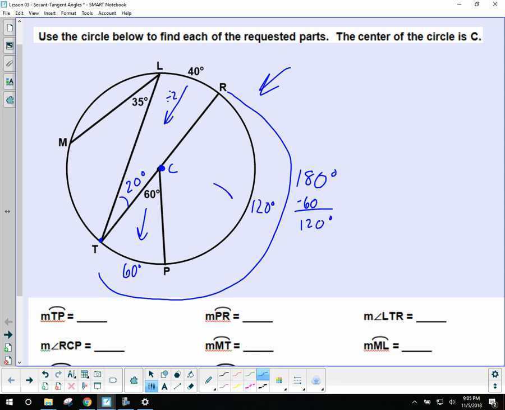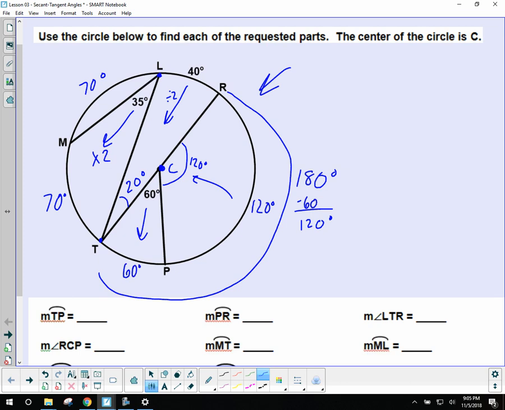Again, central angle moves in. This should be 120 as well. Vertex is on the circle, times by 2 to move out, and we get 70 degrees. Now, frankly, again, leftovers, this side should equal 180, so 70, 40, 110. So, should be 70 degrees. So let's check that. 70 is 140. 140 plus 40, 180. I think we solved everything we could.